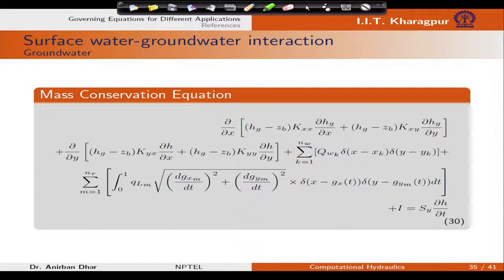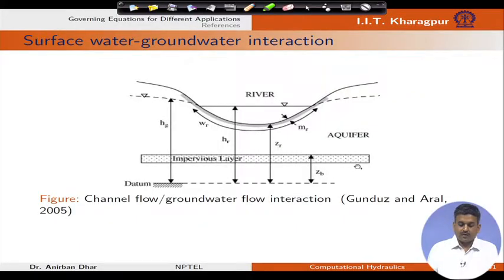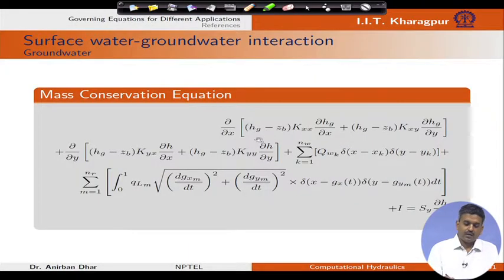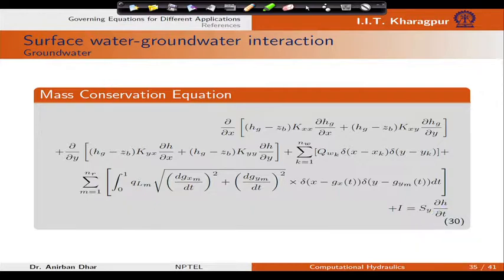And in this case, as Zb is the height of the impervious layer, we are considering the flow over this impervious layer only. So, that is why this Hg minus Zb term is there, and I is the sourcing term that is added, and Sy is the specific yield for the unconfined aquifer system.